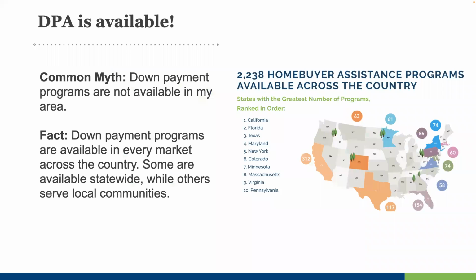DPA is available. These programs are everywhere. Some markets have more homebuyer programs than others, but there's a state housing finance agency in every state, and their programs are available statewide. So there's literally no county or market in the country where there isn't at least some kind of DPA or other homebuyer assistance.